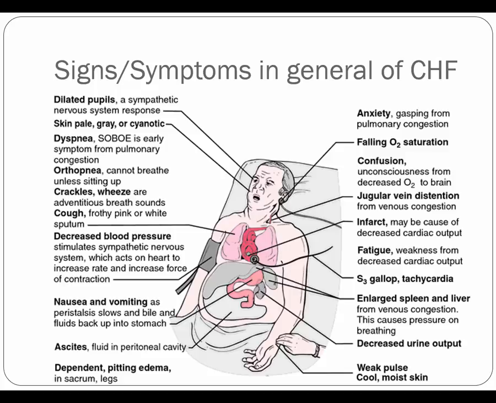Sometimes they have pitting edema. It depends on where the CHF is. Definitely confusion, jugular vein distension you'll see in the neck. Again, that also depends on what type of CHF, and we will go over those signs and symptoms for the specific types of CHF in just one moment.